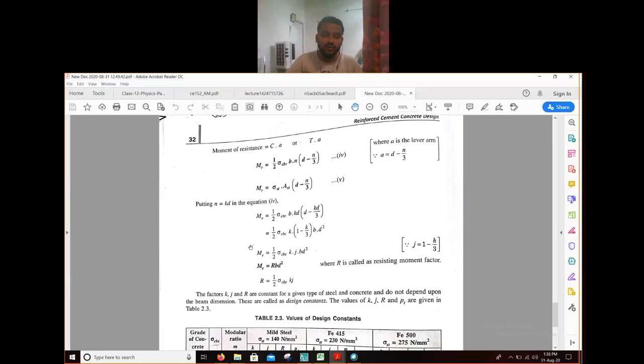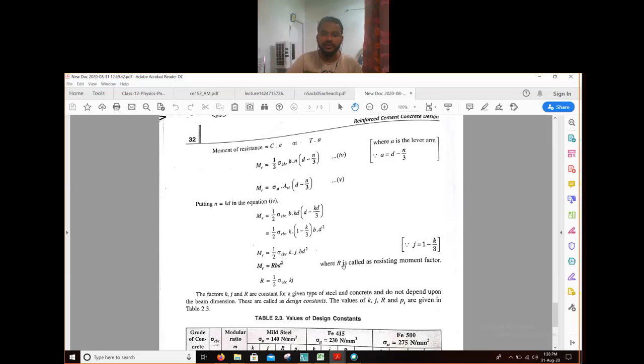Then in this whole formula, this half is constant. Sigma cbc is constant, which we can find out from IS code. This k is also a constant. This j is also a constant. So we can say this entire term is a constant for a particular grade of steel and particular grade of concrete: half sigma cbc k into j. This whole term is a constant. So this constant we will write here as R.